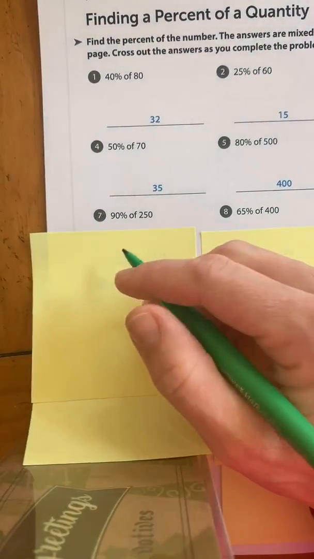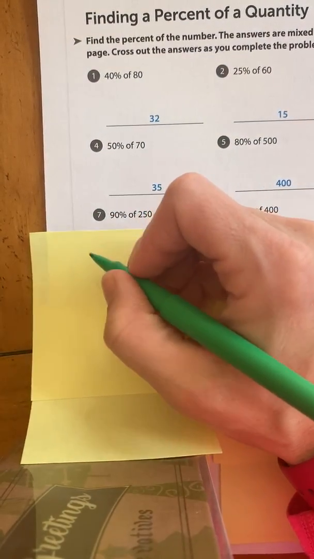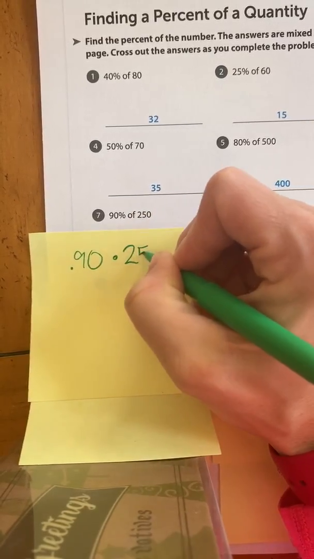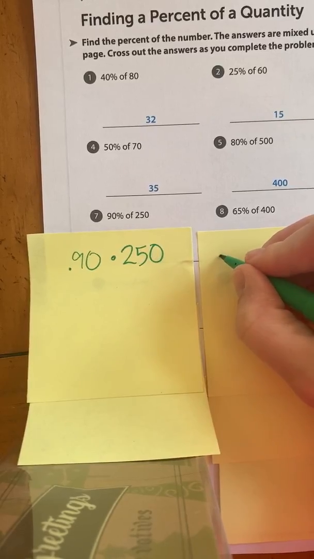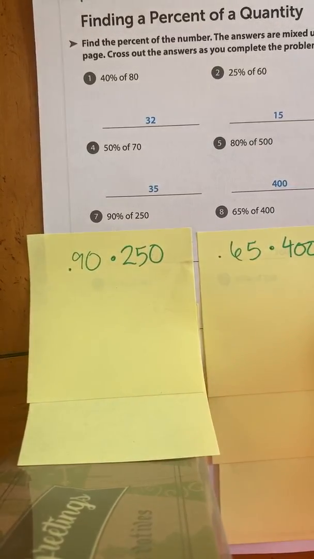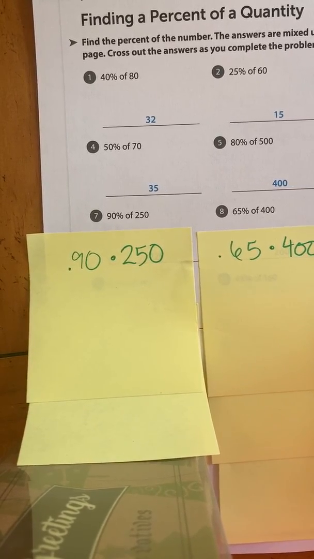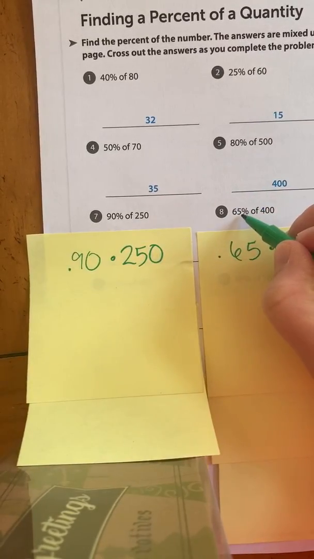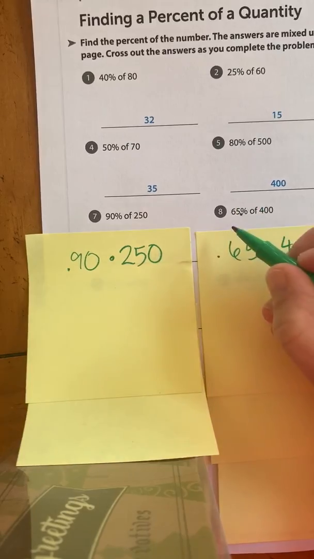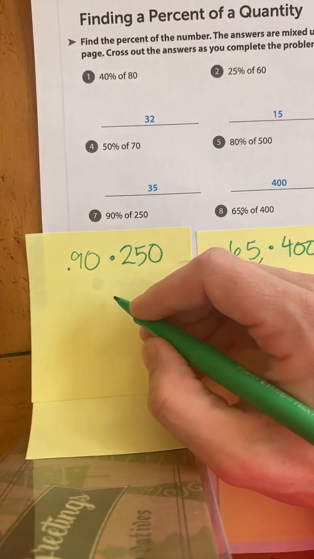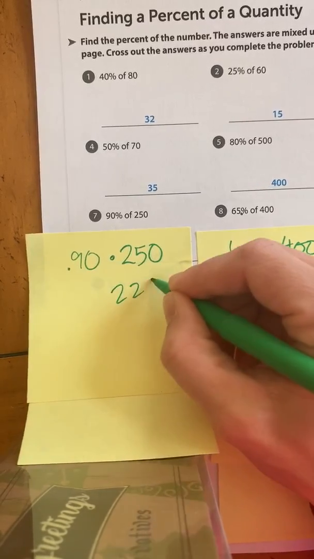Okay. Now let's keep going. Don't stop a good thing. 90%, 0.90 times 250. Beautiful. 0.65 times 400. And then 0.85 times 800. All we did was move the decimal point over 2 spots. And if they don't give you one in the percent, put it at the end. Move it over 2 spots, 1, 2. Done. Okay, 90% of 250 is 225, I think.